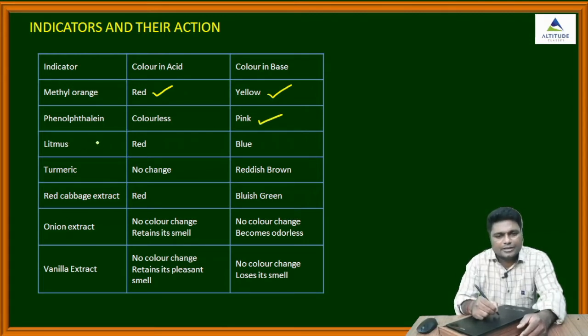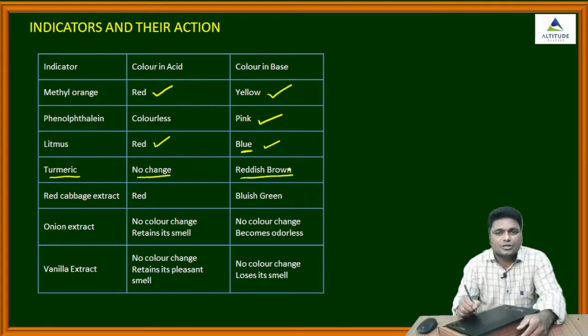Litmus paper turns red in the acidic medium, which means blue litmus turns red, and in the basic medium red turns to blue. So litmus paper gives blue in the basic medium and red in the acidic medium. Next, turmeric: in the acidic medium no change, but in the basic medium reddish brown.